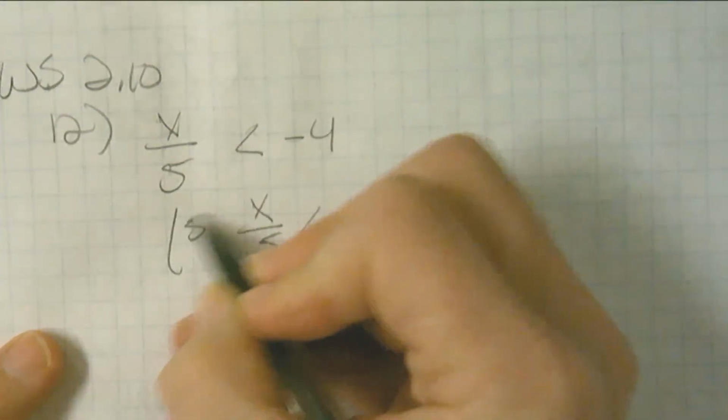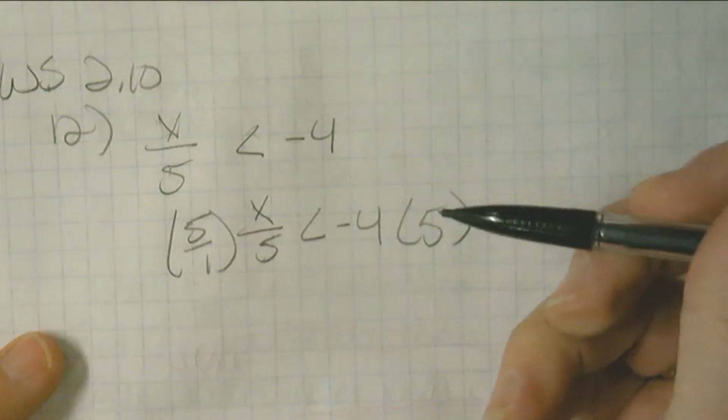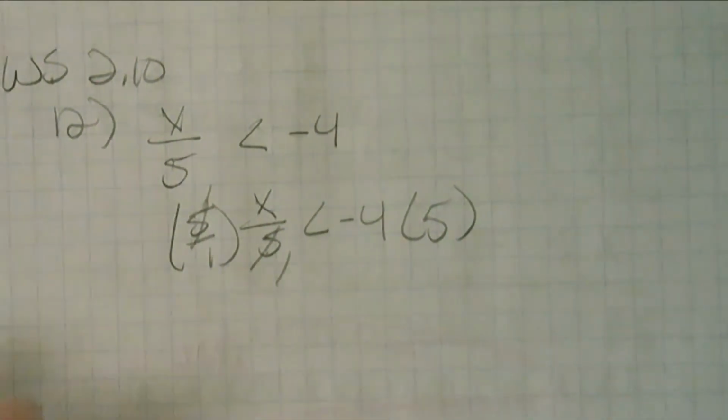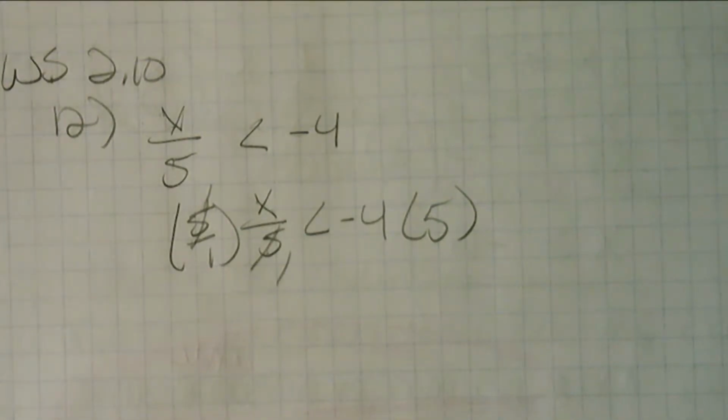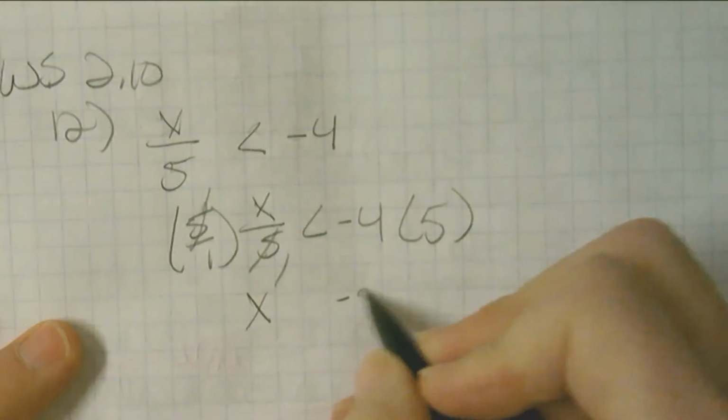Yep, I'm multiplying both sides by 5 or 5 over 1 to get rid of that division. I am going to divide out common factors here. I do agree with that. All right, so now I have a 1x on the left. I have negative 20 on the right.